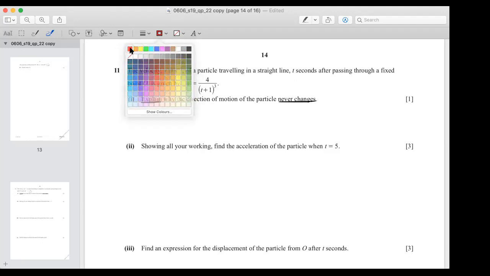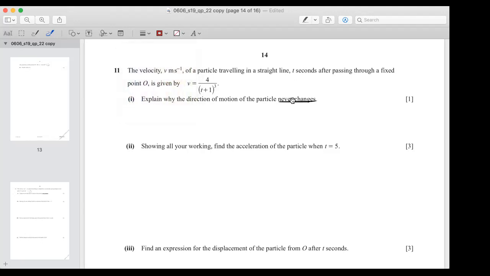I'm just going to make it red, so it will look important, because it is important. When it comes to math, in sciences you have to write words and all that, but in math you don't do that. It's a waste of time and it's only 1 point. So how will you explain with only 1 point? Well, it's simple.